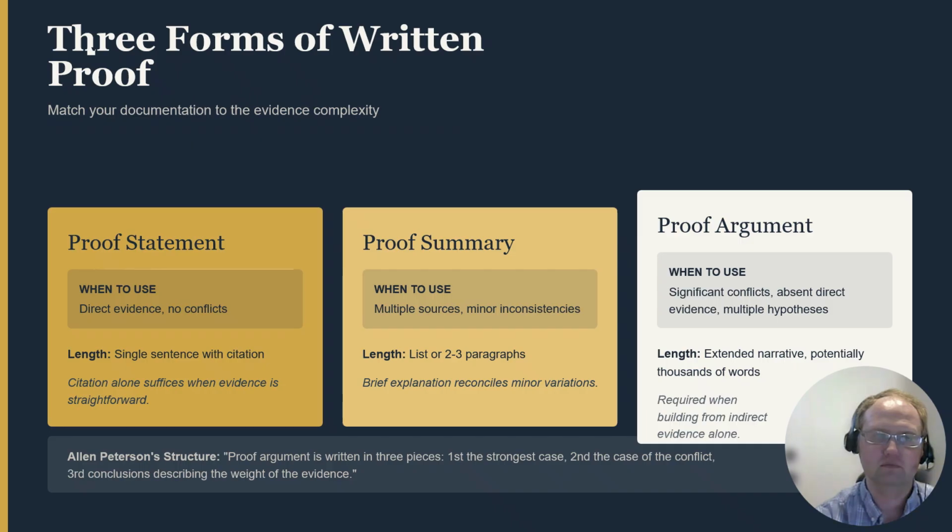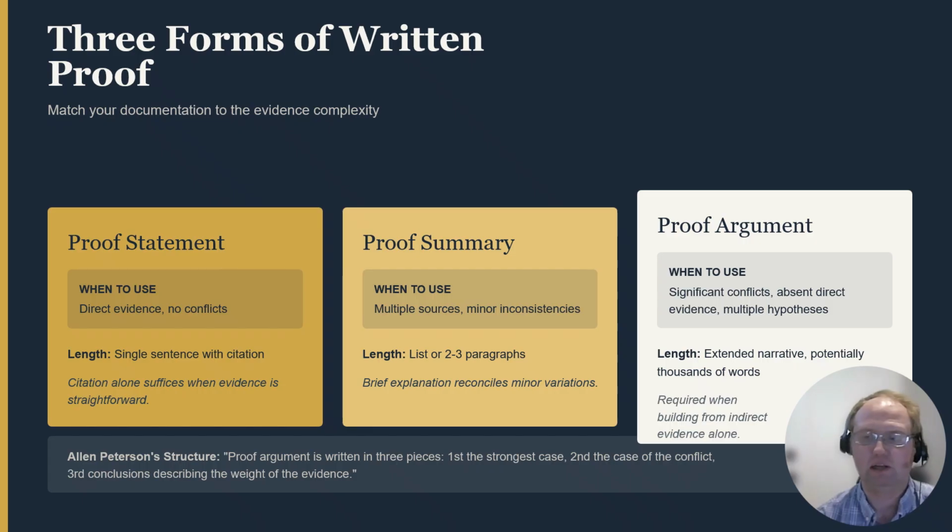So there's 3 forms of written proof. The genealogical proof standard requires written conclusions. You match your documentation to your evidence complexity. So you have single sentences with citation. Use what you have for direct evidence. You have no conflicts. You can just say a sentence. You cite it. You move on. Really good for compiled genealogies where you're trying to save space and there's no problems. It's quick, honest, to the point.